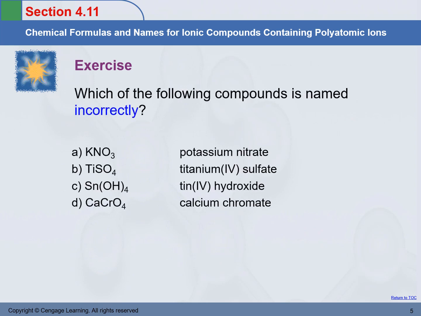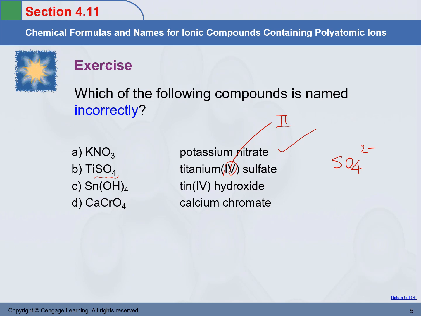Exercise. Which of the following compounds is named incorrectly? Potassium nitrate, no doubt. Titanium(IV) sulfate. Sulfate is 2 negative. We just talked about that. If sulfate is 2 negative, titanium must be 2+. So this is not right. It should be Roman numeral 2.